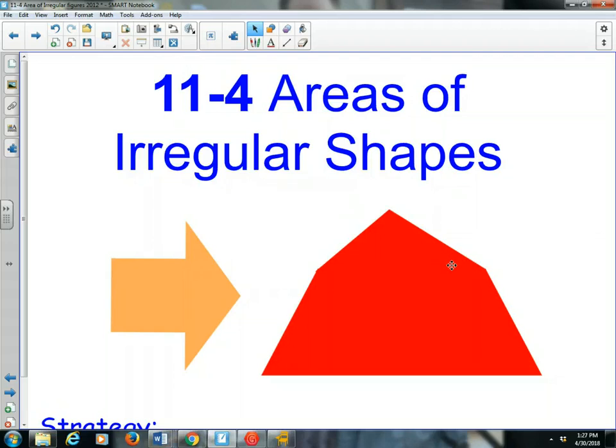Today we're on 11.4, area of irregular shapes. We've had a lot of different formulas in this unit. We've had a trapezoid, 1/2 height, base 1 plus base 2, a circle, pi r squared, triangle, 1/2 base times height, regular polygon, 1/2 perimeter times apothem.